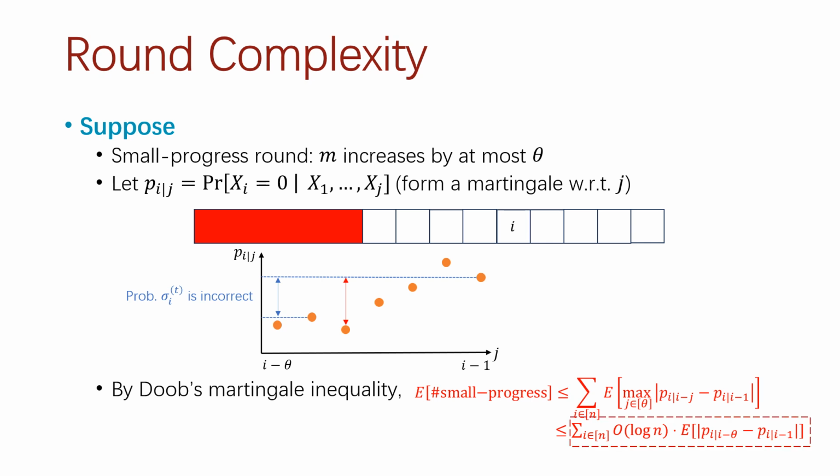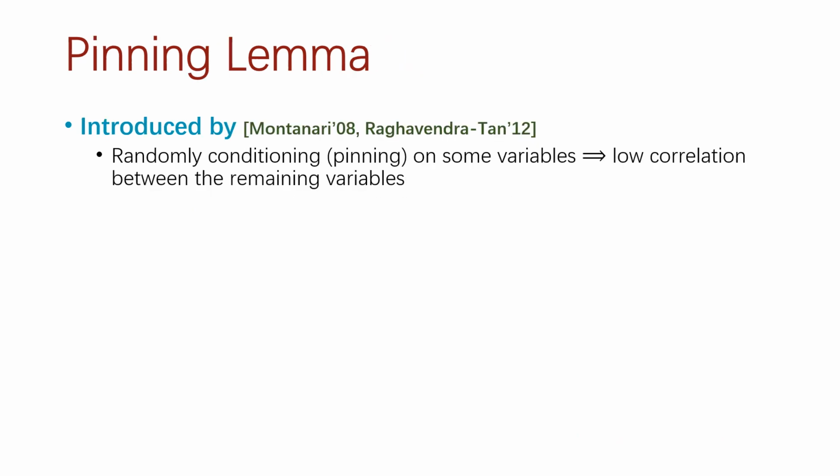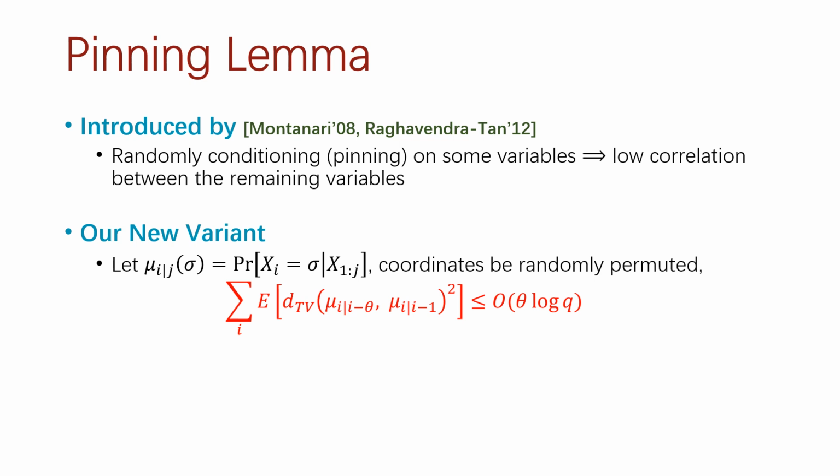To further bound this quantity, we will use the pinning lemma we mentioned previously. Pinning lemmas were introduced independently by Montanari in 2008 and Raghavendra and Tan in 2012. They were used for rounding LPs and SDPs in the Sherali-Adams or sum-of-squares hierarchies. For our specific sampling task, we propose a new variant.